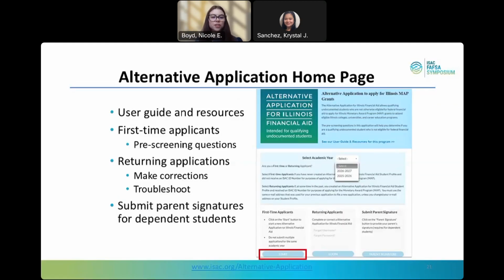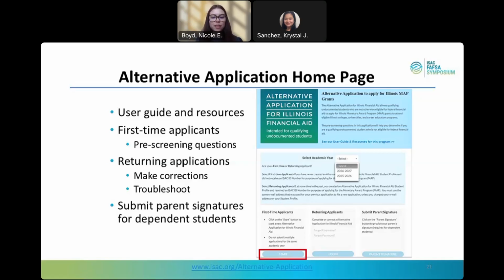And then that brings us to the alternative application homepage. You can find various different resources here. There is a user guide to help provide more information about the application, as well as some resources. And then there are different ways to get into the application. So first, you can select the academic year that you are applying for. I would advise you to take some caution here and make sure that students don't select the wrong year, since they will be applying for the following year in the same way that they do if they're completing a FAFSA. So it would be the 2026 to 2027 application.